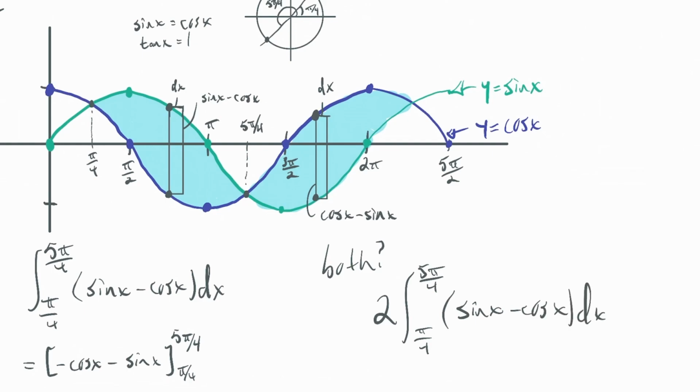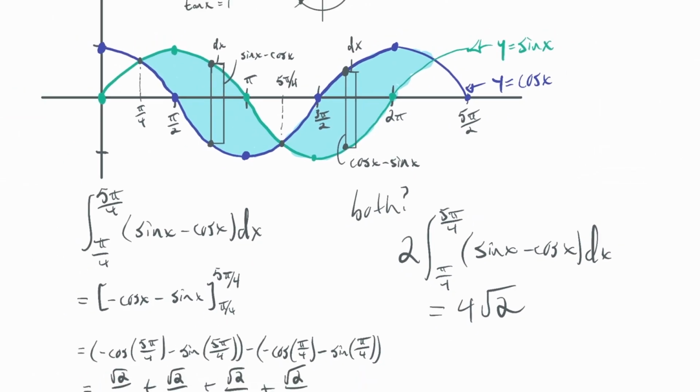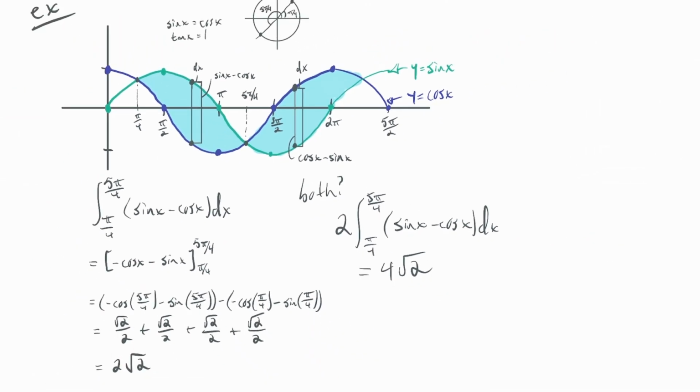Okay, you don't need to do all that work. You can just double it. Oh, well, then that's going to be what? 4 root 2, right? Easy. Not a whole lot of work to do. Okay, so that's that example. So let's move on to the next one.